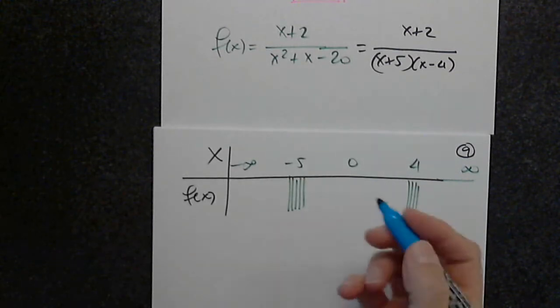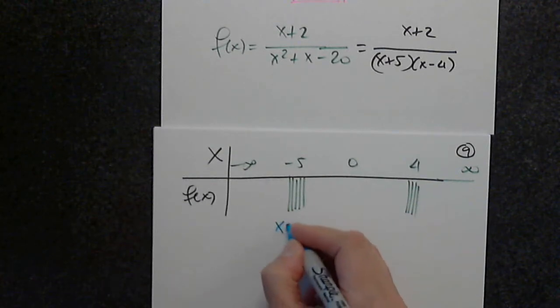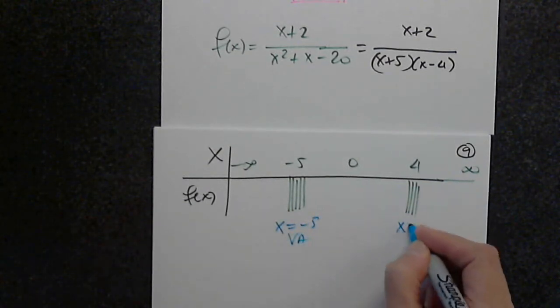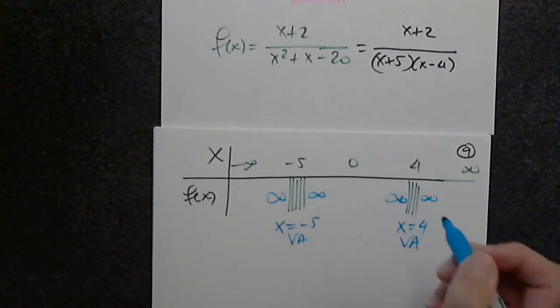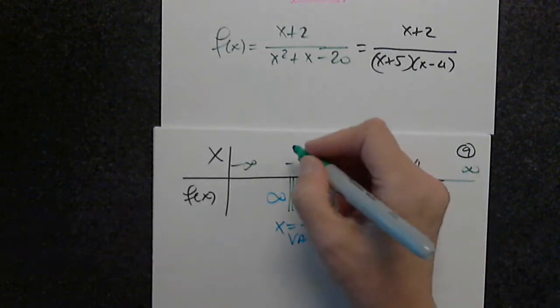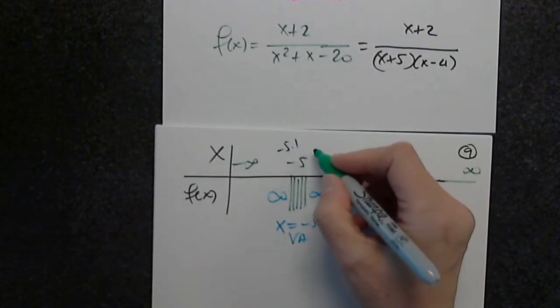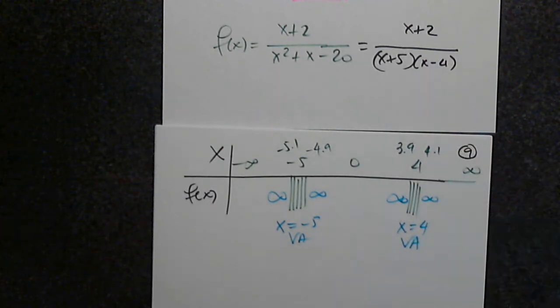Yes, because the factors x plus 4, x minus 4, and x plus 5 do not go away. So they must be vertical asymptotes, which means immediately I know what happens left and right. If the factor of x plus 5 doesn't go away, left and right it has to be a vertical asymptote, and left and right I have to have infinities, but I don't know which until I plug in negative 5.1, negative 4.9, 3.9, and 4.1.